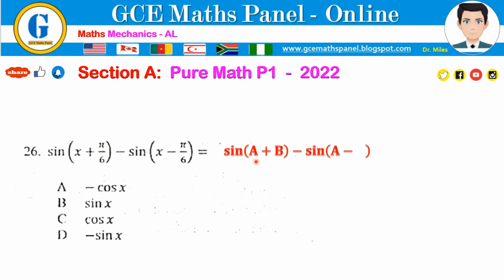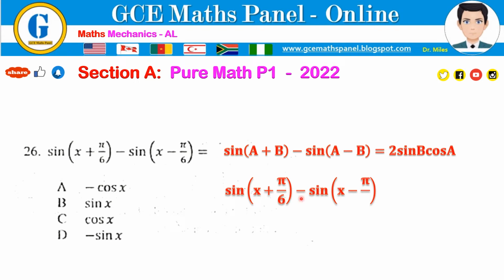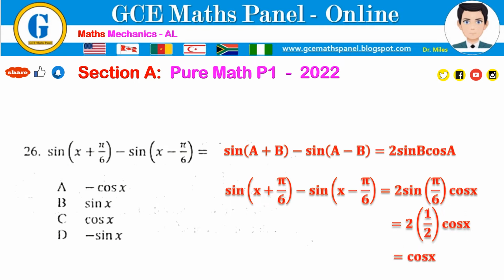You can equally use this rule that sine(a plus b) minus sine(a minus b) is equal to 2 sine b cos a, where here our a is x and our b is pi on 6. So using this rule to simplify as well, we are going to have 2 sine pi on 6 cos x, but sine pi on 6 is equal to a half. 2 times a half is 1 times cos x. We are left just with cos x. Sweet question. C.